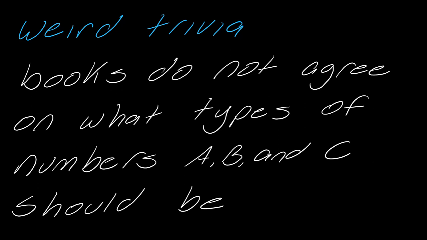All right, so here's the deal. The weird thing about standard form is that math books actually do not agree on what types of numbers A, B, and C should be.